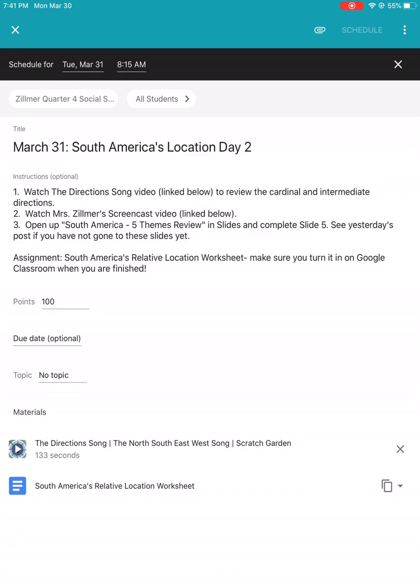Okay, so just to review, the two things you need to get done today. You need to get done that last location slide of your five themes of geography slides. Okay, so you'll have all the location slides done. Stop once you see the word place. We're not getting into place for a little while yet. Okay, and then your homework assignment is that document called South America's Relative Location Worksheet. You're going to complete that and make sure you turn it in.